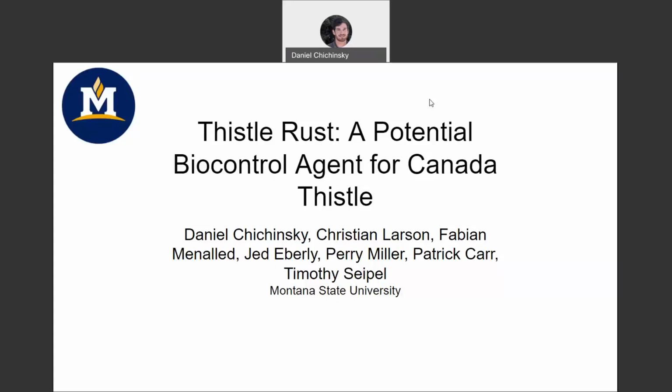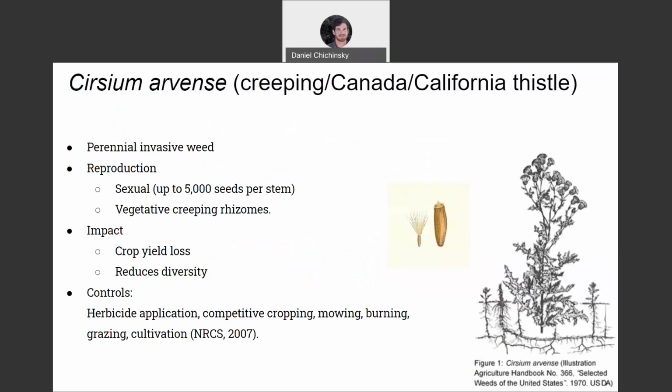This presentation is on Thistle Rust, a potential biocontrol agent for Canada thistle. Cirsium arvense is also known as creeping thistle, Canada thistle, or California thistle. It is an aggressive perennial weed found throughout temperate climates of the world.